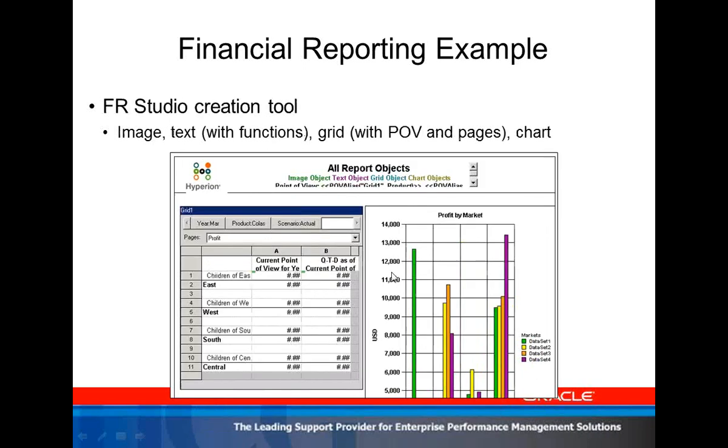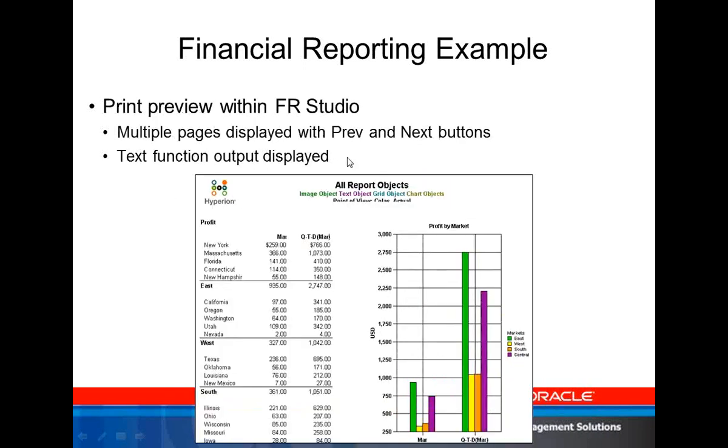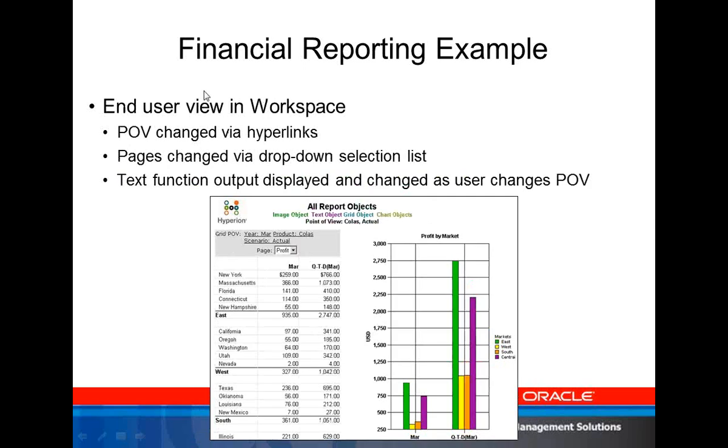So this original report that you created then looks like this in the print preview mode, so that you can see what it would look like to the user. The text function output is displayed: point of view, colas, and actual. It's a little truncated there, sorry about that. And I can display the multiple pages with my up and down buttons or my previous and next buttons.